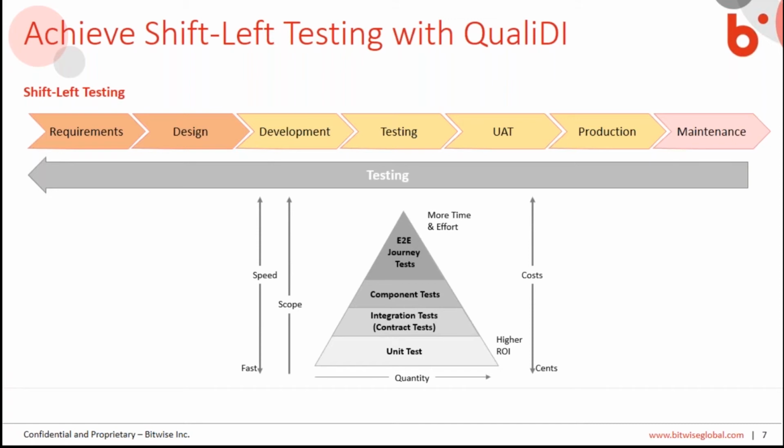The well-known test pyramid says that bugs are costlier and slower to fix in later development phases. Hence, QualiDI encourages you to test as much as possible in the earlier development stages. Being from a testing background, it is my personal experience that this concept can help you better balance your tests, speed up your test suites, and reduce the cost of changing or fixing bugs drastically.